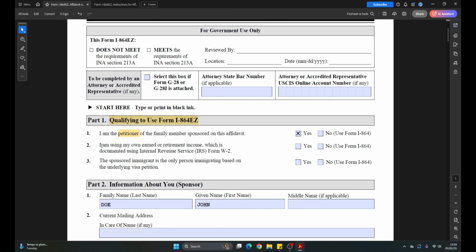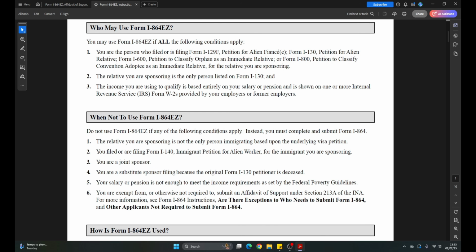Secondly, as a petitioner, you also have to be able to use your own earned or retirement income, which is listed on the form W-2. Although I do have some confusion regarding the retirement income, as the retirement income comes in the form of 1099-R. So the form specifically and the form instructions only mention W-2s.